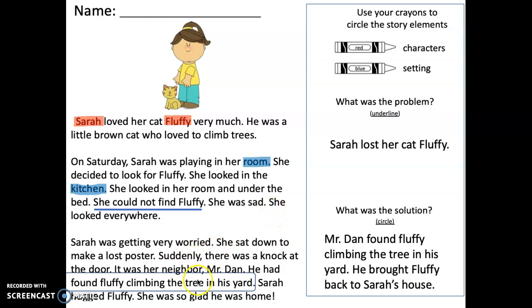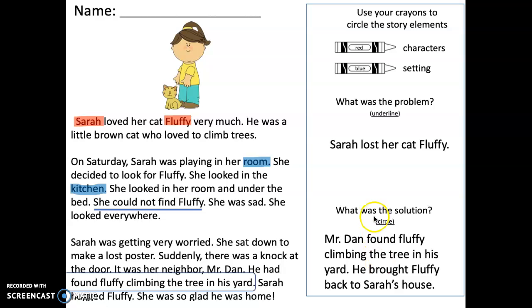The solution was that Mr. Dan found Fluffy climbing the tree in the yard. And I wrote it right here too. Mr. Dan found Fluffy climbing the tree in his yard. He brought Fluffy back to the house. That solved Sarah's problem. Her problem was she lost her cat Fluffy. Her solution was that Mr. Dan found it climbing the tree and brought it back.